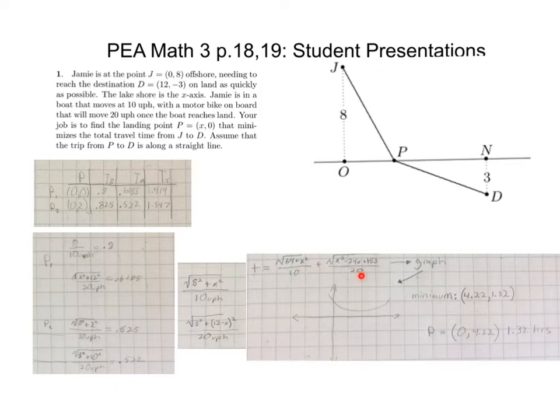And once I FOILed out the terms and simplified it to get an equation for T, the total time it would take, I graphed this equation, and it looked a lot like this. And then on my graph, I found the minimum value, which was (4.22, 1.32). And the value 4.22 is the x value that it would be at the minimum, so this would be reversed: (4.22, 0). And it took 1.32 hours, which would be the t value.